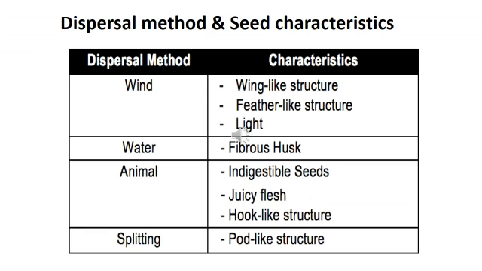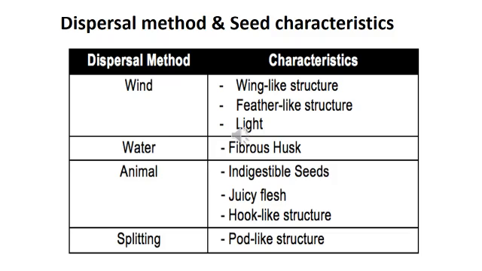Here it is told to you finally the dispersal methods and the seed characteristics. Basically, seeds are dispersed by wind, water, animals, and splitting. But we have discussed two methods here: first of all wind, and then water. So the characteristics of these seeds are also listed.